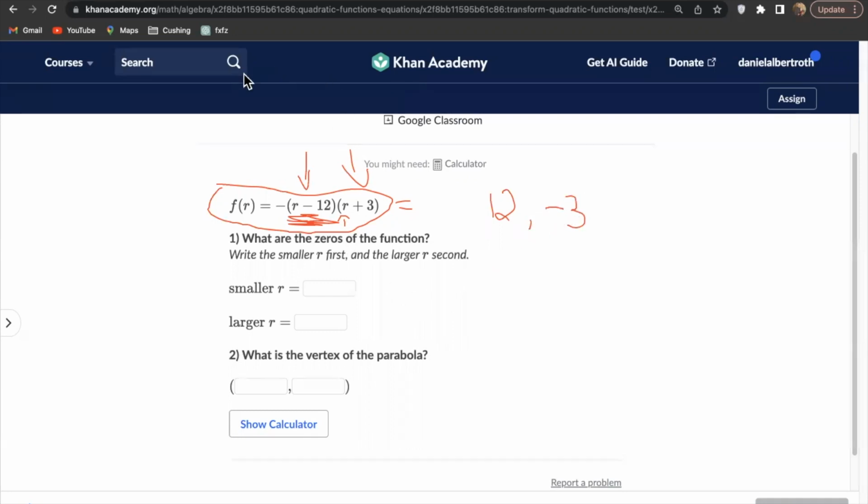It asks us to put in the two solutions. The smaller one is -3, the bigger one is 12.